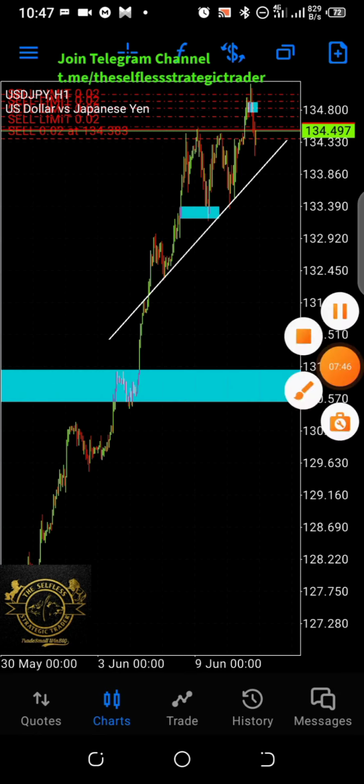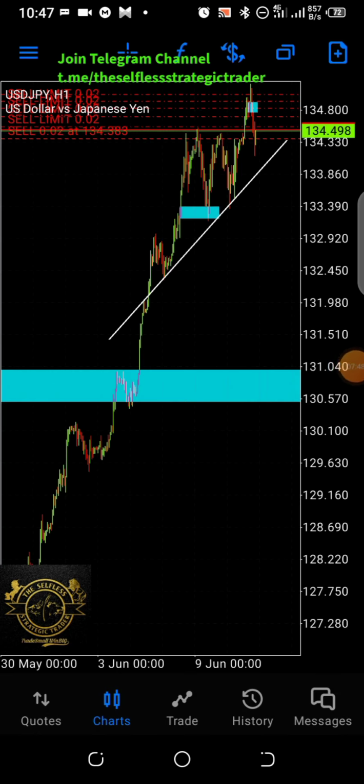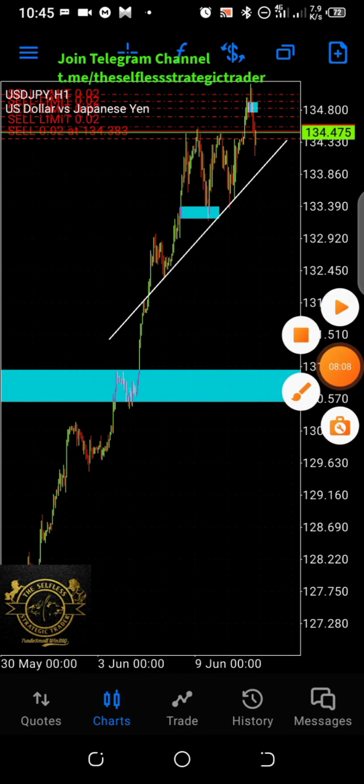Let's see what price is going to deliver for us, guys. We are growing a small account, a $46 account. So we want to multiply the accounts. Yes, let us multiply the accounts. We want to double the account with this one trade. We want to double the account, guys.